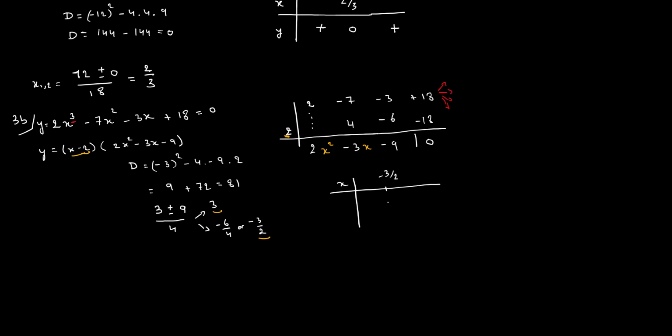Minus 3 over 2, that's going to make it 0. Then the next smallest one we found was 2. And then the next one was 3. Okay, so we can just say, well, that's 0 and that's 0 as well.